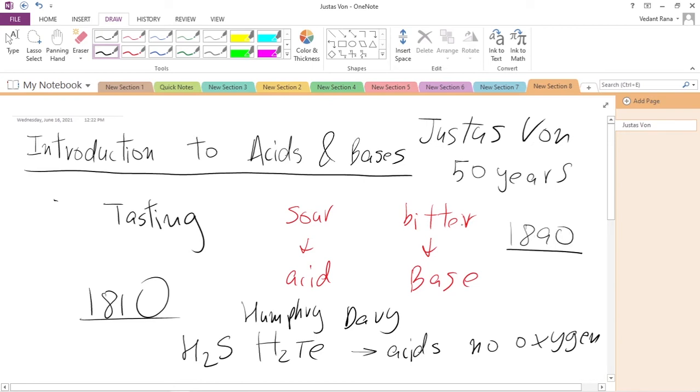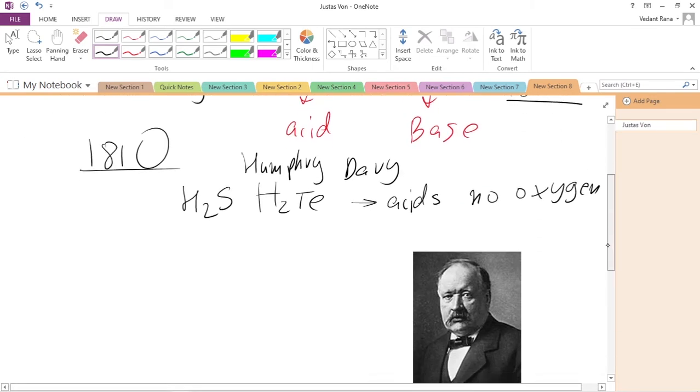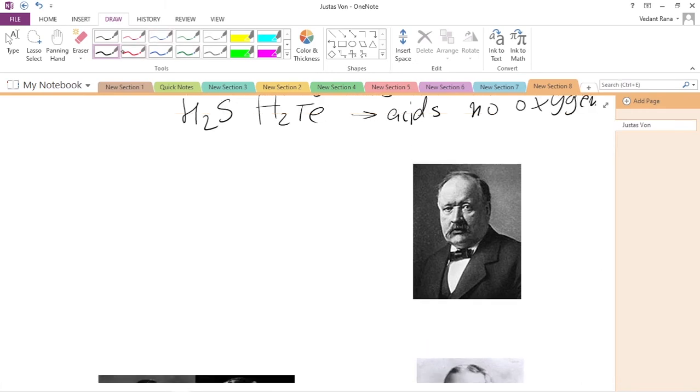But this was replaced by another theory known as Arrhenius' theory of acids and bases. This is the theory which started it all. This is Arrhenius. He was a chemist. I think that's how you write it.